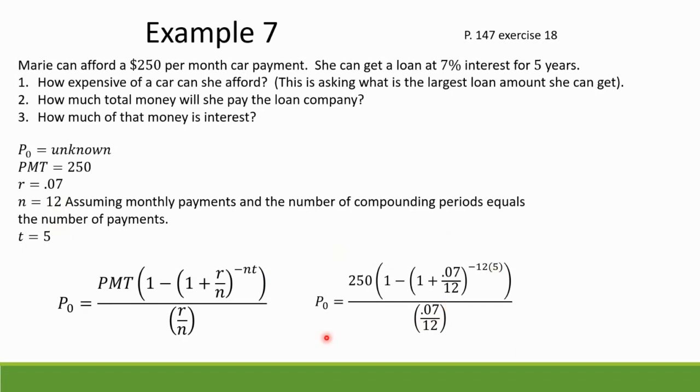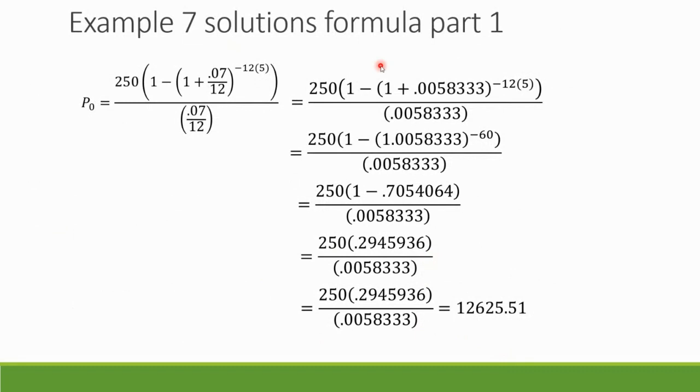So we have to do all this calculation. But again, it's just like before. Order of operations: you do the innermost parentheses first. So in this innermost parentheses, we have 1 plus 0.07 over 12. So we do this quotient first, and then we add. Okay, good. We also handle the numerator and denominator separately. So here we have 1.00583333.